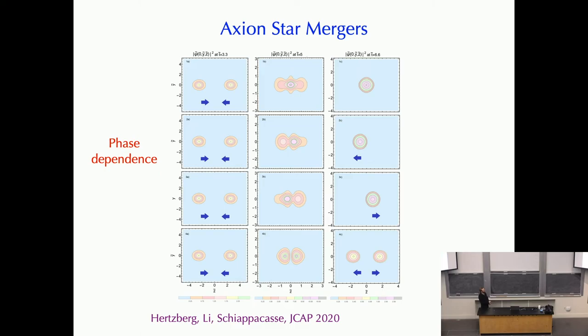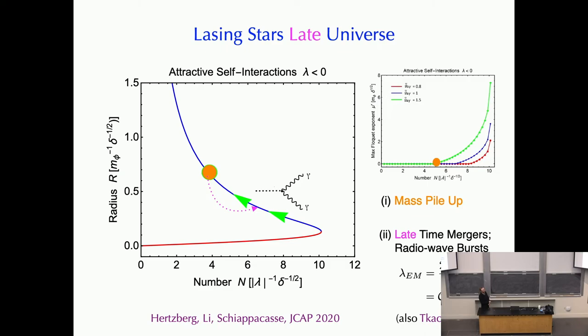And so you can imagine a merger happening in the late universe, in the galaxy. Since there's a mass pileup, they would move over the critical value up here somewhere. And then they resonate, and in a fraction of a second, a moon's mass of energy comes out. So these would be late-time mergers, and this is a kind of radio wave burst, because if you ask what's the wavelength of the radiation, it's basically 4 pi divided by the axion mass, and if you take the arguably favored value of the axion mass of 10 to the minus 5 electron volts, that's order a meter, a kind of radio wave.